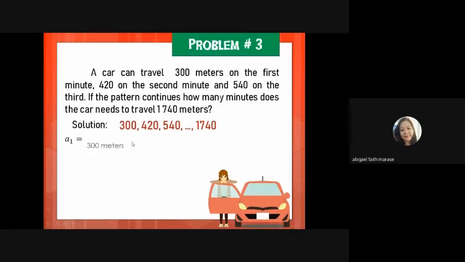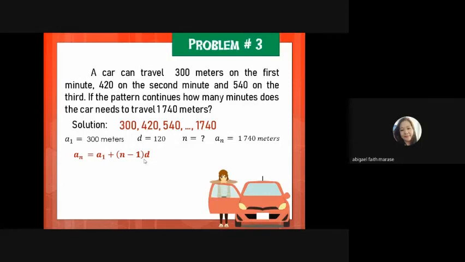So first term, 300 meters. Our difference. Bakit difference? Tingnan natin. So 420 minus 300 is 120. 540 minus 420 is 120. So 120 is our common difference. Since we have here common difference, we can say that the sequence involved in the problem is arithmetic. So again, we are looking for n, and our a sub n, or the last term, is 1,740 meters.